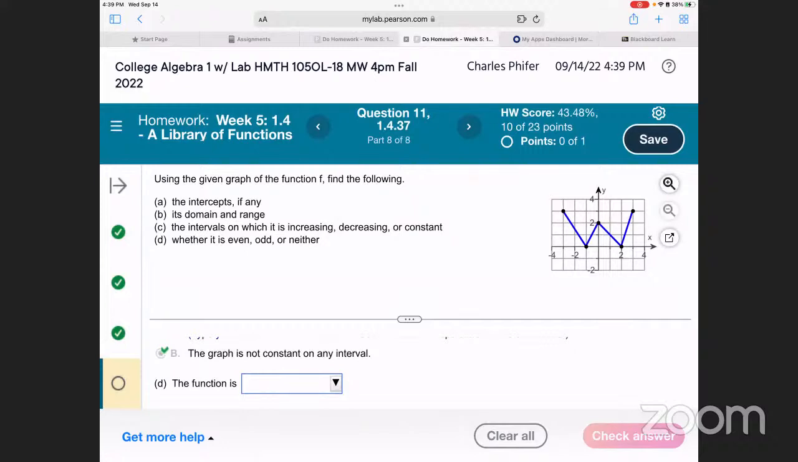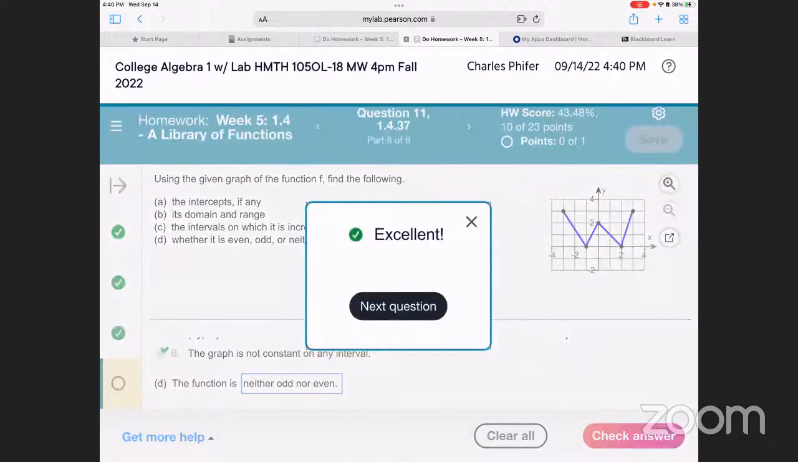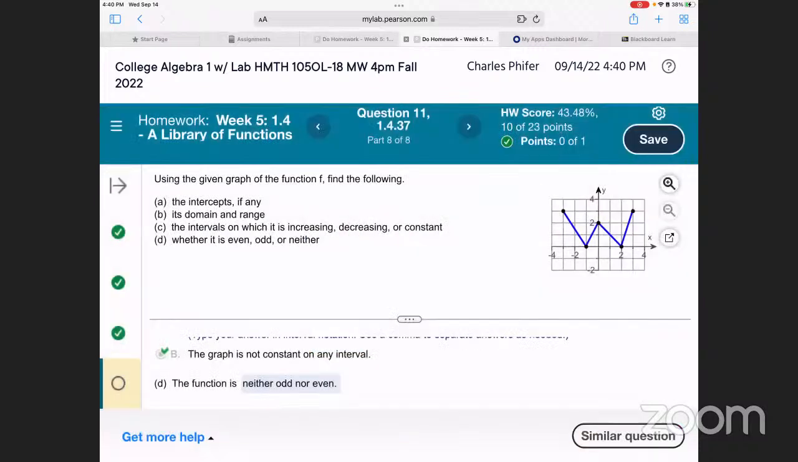Is there any kind of symmetry? No, right? Symmetry is like, can you fold it along the y-axis? It doesn't match up, and it's not symmetric about the origin. So this is neither even nor odd. So one question: there'd be no symmetry when it's neither odd nor even, right? Yeah, no symmetry. Okay. Thank you.